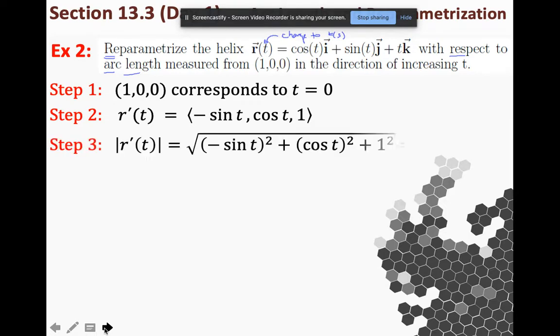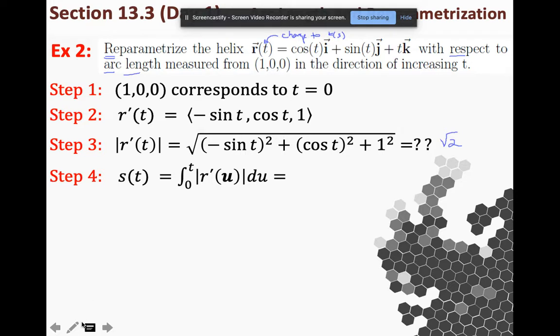Then I took the derivative. Then I did my algebra, and what do you get here, right? Sine squared plus cosine squared is 1. 1 plus 1 squared is 1, so I got the square root of 2 there. Then I'm going to do my arc length function, using a dummy variable.